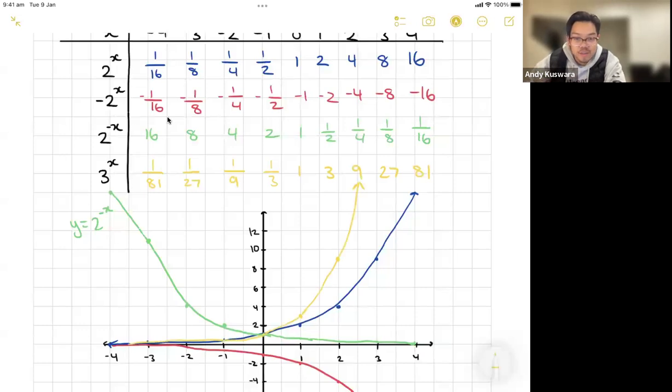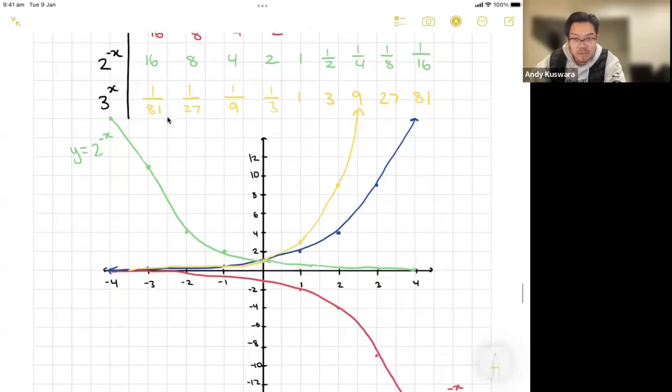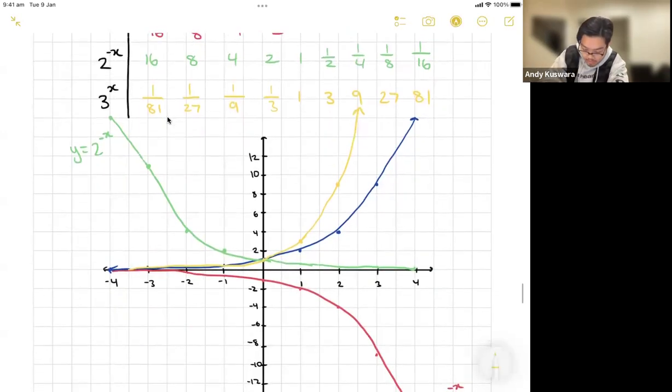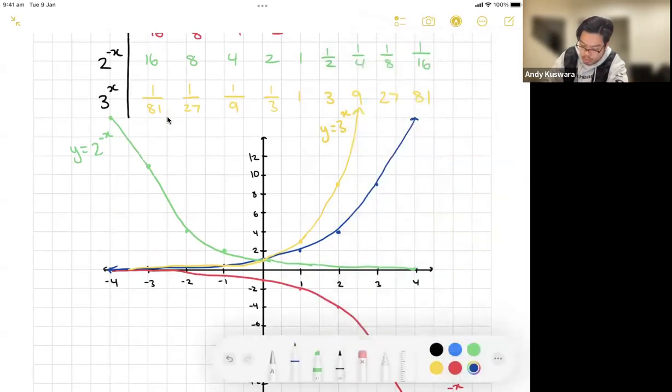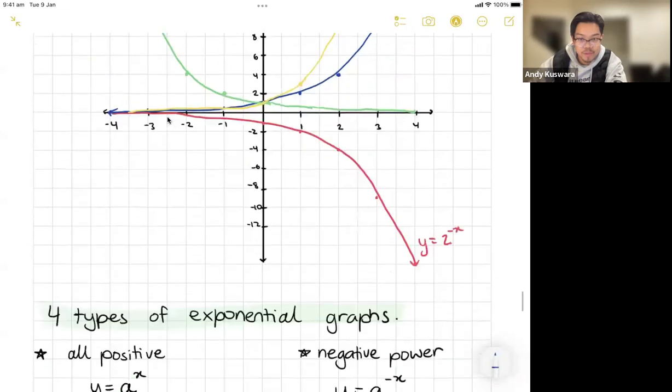Okay. Now I'll give you guys a chance to write that down. If you need to, pause the video. Those are your 3 different graphs. And again, please label them. That's y equals 3 to the x, and that first original blue one is the y equals 2 to the x. Okay. So we'll give you time to do that.